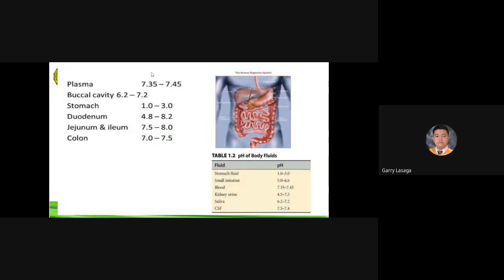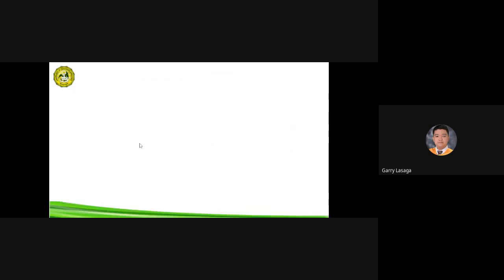So we have different tissue compartments in the body. For example, the plasma has a pH of 7.35 to 7.45. The stomach in humans has a pH of 1 to 3, so that is very acidic. Or the duodenum has a pH of 4 to 8, and of course that will depend on the diet. The pH of these tissue compartments will influence the ionization of our drugs.